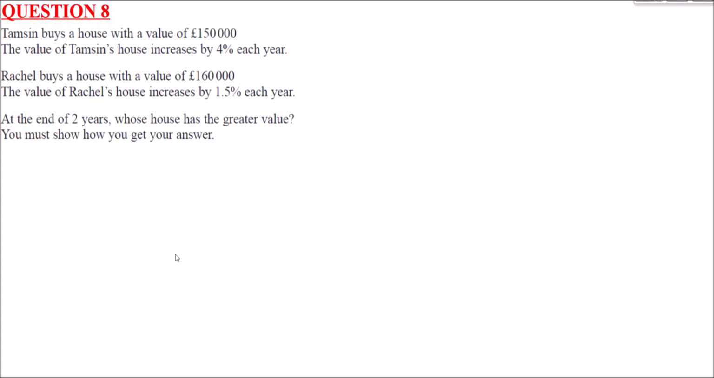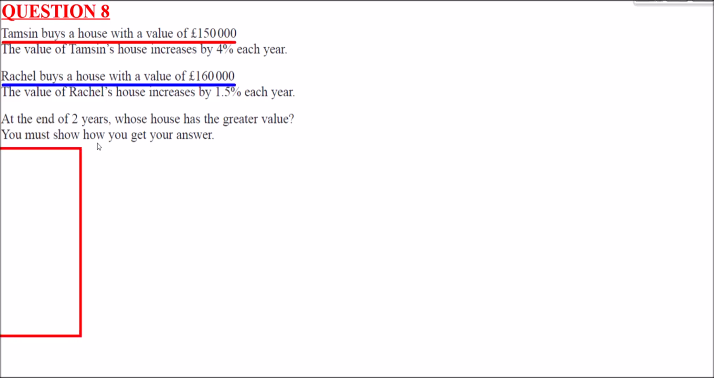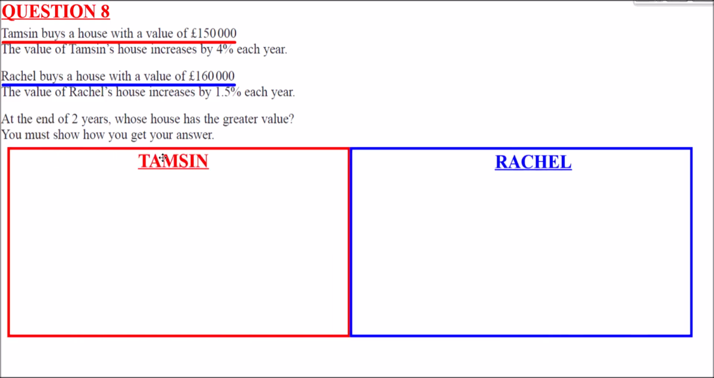Question 8 is about compound interest. So Tamsin's buying a house with a value of 150 grand. Her house increases by 4% each year. Whereas Rachel buys hers for 160 grand, and the value of her house increases by 1.5% each year. At the end of 2 years, whose house has greater value? You must show how you get your answer. So let's just think about Tamsin's house and Rachel's house separately, in red and blue boxes. So for Tamsin, she buys it for 150,000. But her house increases by 4% each year.